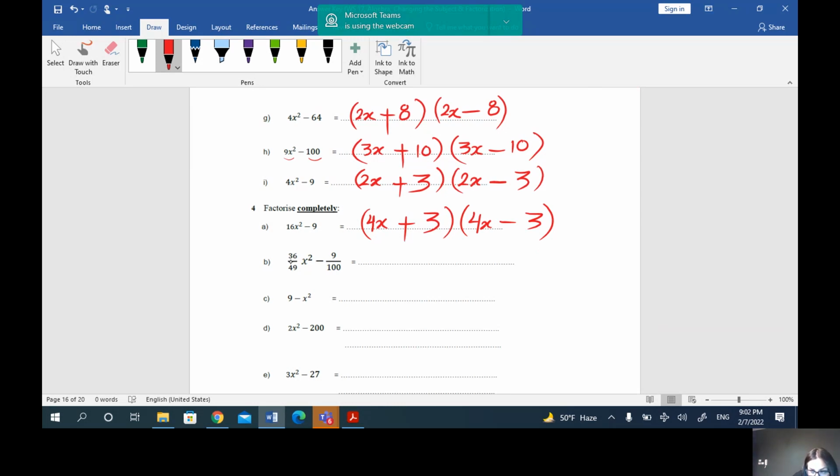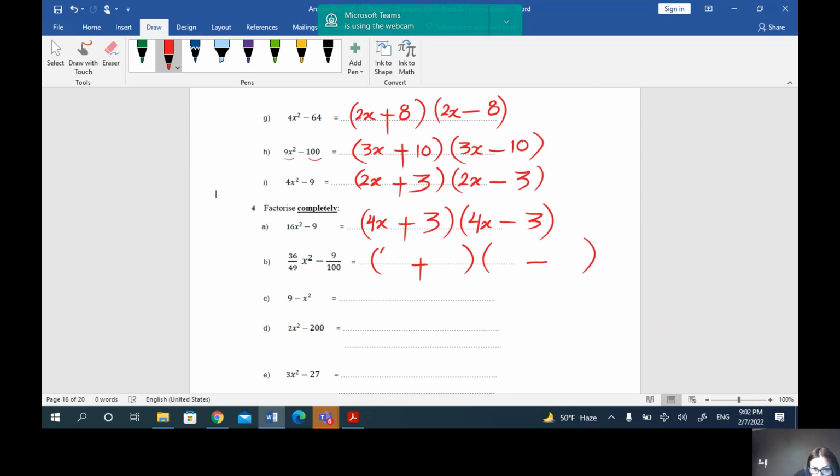36 is a squared number. It's 6 times 6, and 49 is a squared number, 7 times 7. X squared can be x by x. 9 is a squared number, 3 times 3, and 100 is a squared number, which is 10 times 10. And there is a subtraction in the middle. So open two brackets. One will take the addition, the other will take the subtraction.